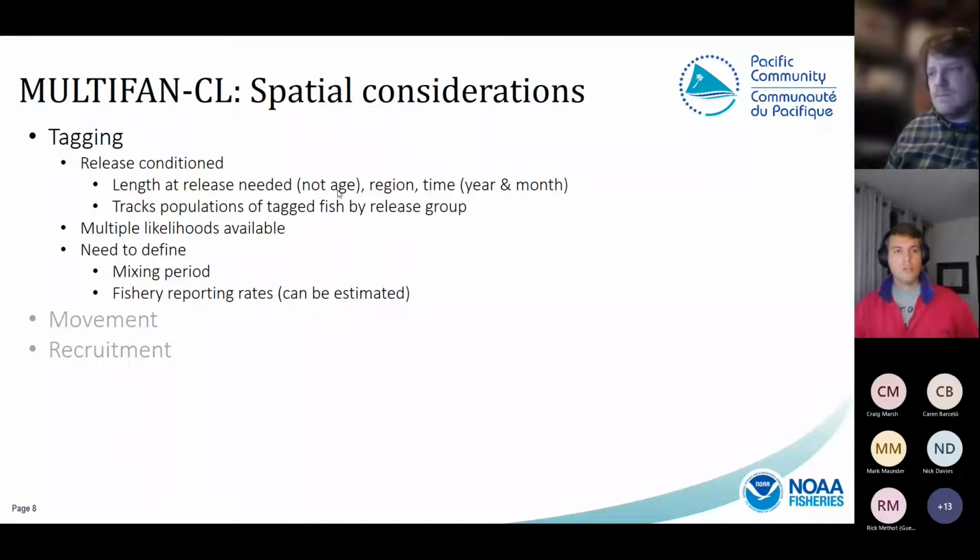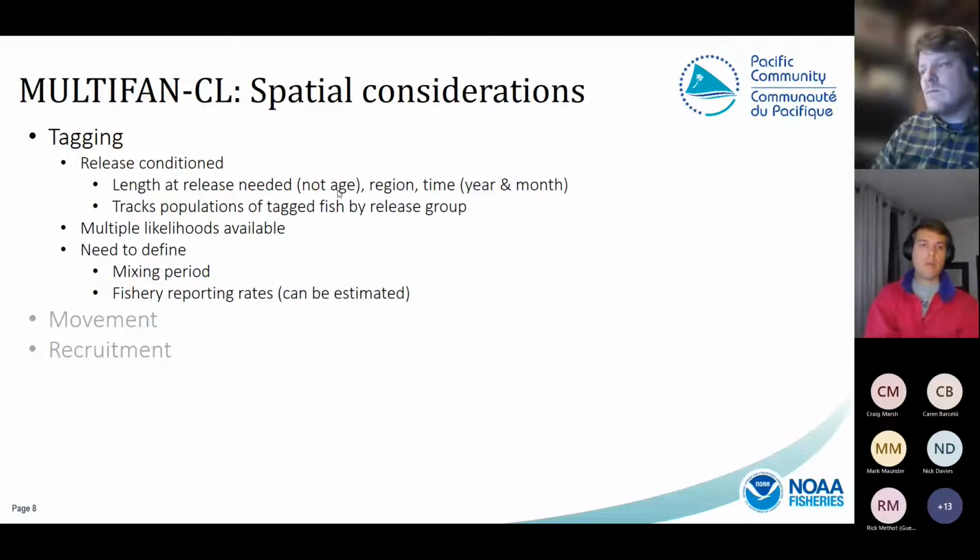There's a few things that you need to do when working with the tagging data. You need to define a mixing period, a period at which the likelihood is desensitized to those tags, a period in which the model is ignoring those tags before they're really having an impact on the estimates. It's the period in which you would assume those tags are well mixed with the untagged population. You also need to define fishery reporting rates, because this is a release conditioned approach.